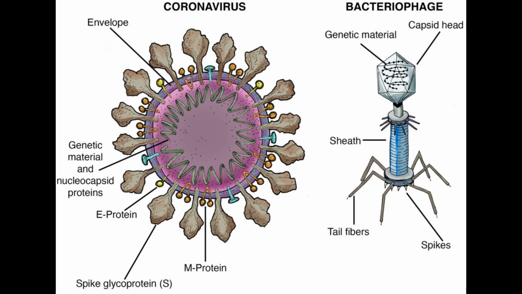Receptors used by different viruses. Cytomegalovirus, or CMV, uses integrins and heparan sulfate as receptors. Epstein-Barr virus, or EBV, uses the CD21 receptor. Human immunodeficiency virus, or HIV, uses the CD4 receptor along with CXCR4 and CCR5 coreceptors.